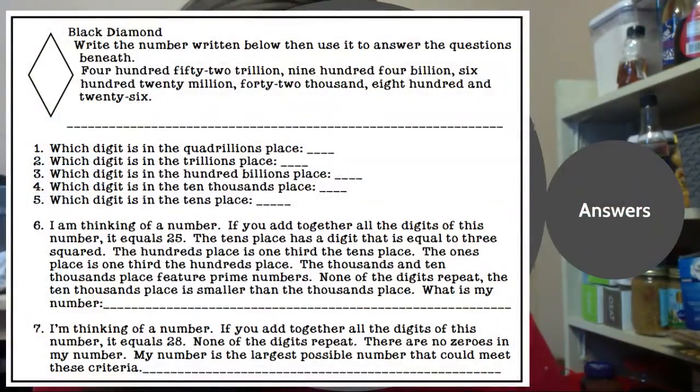So let's do kind of the first part of this together. So it says, if you add all the digits together, it equals 25. I think that's the easiest thing to miss because it comes first. The tens place has a digit that is equal to 3 squared. So remember, we write 3 squared like this.